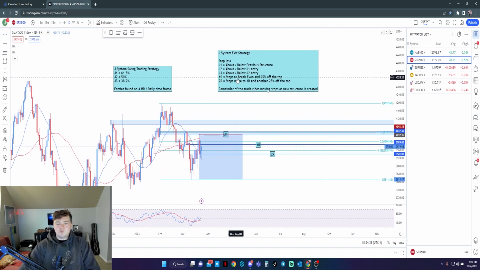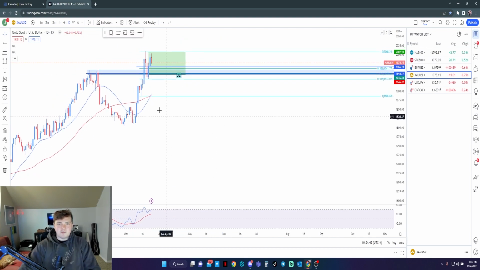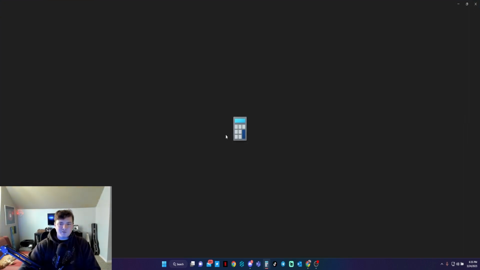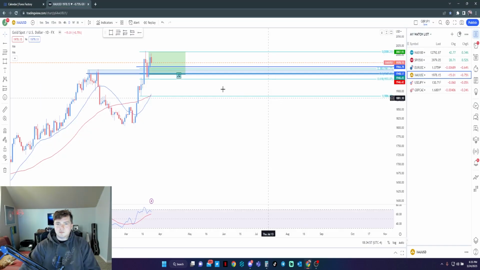At 1R, stops go to break even, 25% off the top. So at 1R, what I do: stops go to break even, 25% off the top. Then I'm going to go back into my calculator. We need to figure out 2R. So we're going to... oh, it deleted.